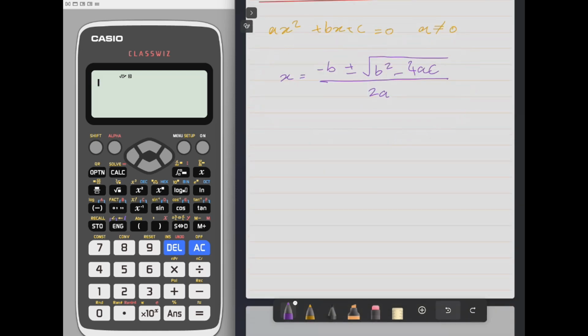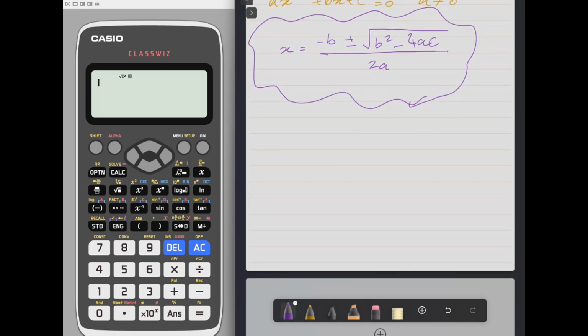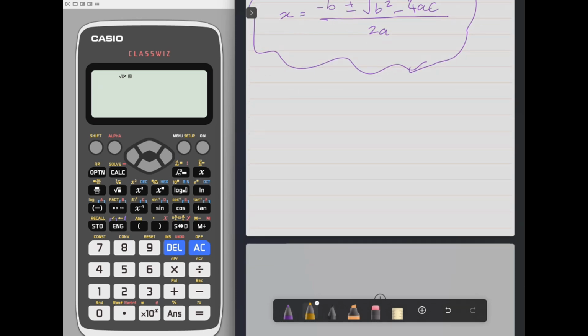Right. Let me just draw a cloud around it. So, it will just show off as important. So, just to do an example, we can use this one. Example.